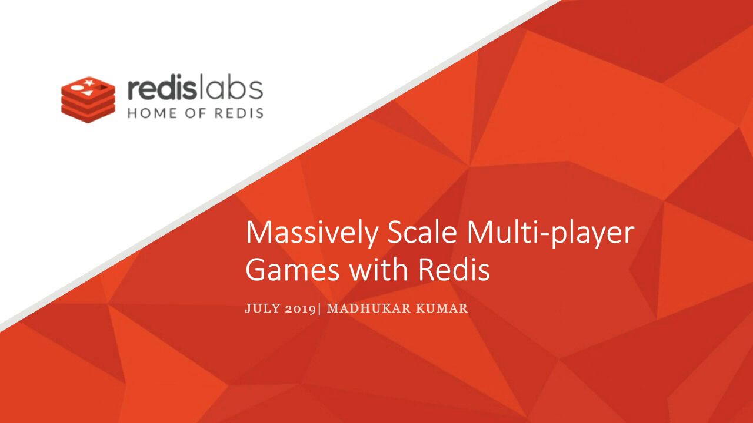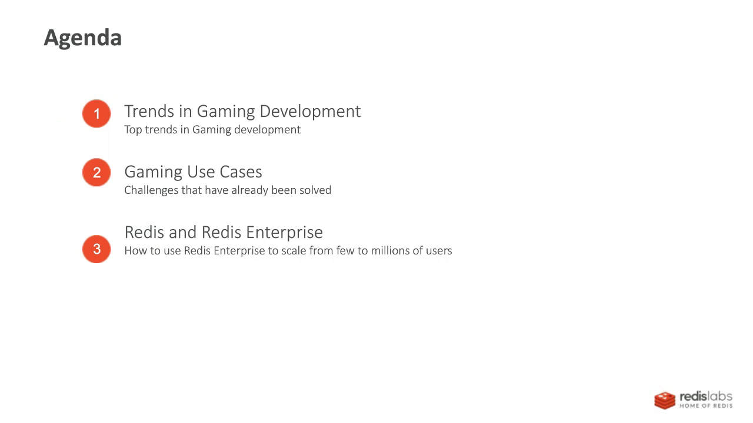And I wanted to take the opportunity to talk about three things today. I want to keep it simple and stay true to the topic, which is how to massively scale the multiplayer games of today. But first, I want to talk a little bit about trends in gaming development. Number two, we'll talk about some gaming use cases specific to scalability, and then we'll talk about how Redis and Redis Enterprise helps a lot of gaming companies today, and others that use our open source version as well, to scale their game. So let's go ahead and get started.